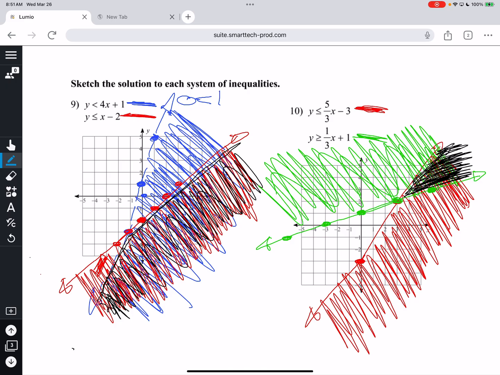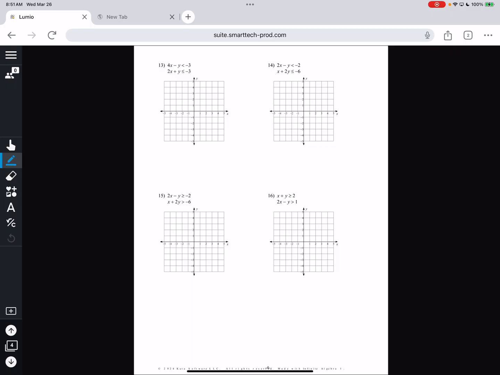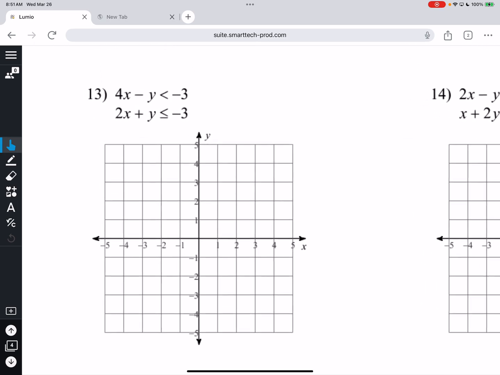All right. Number 13. Do you want to do this one all by yourself, or do you want to do this one together? Charlotte, you want to do it by yourself or together? I can do it. Okay.